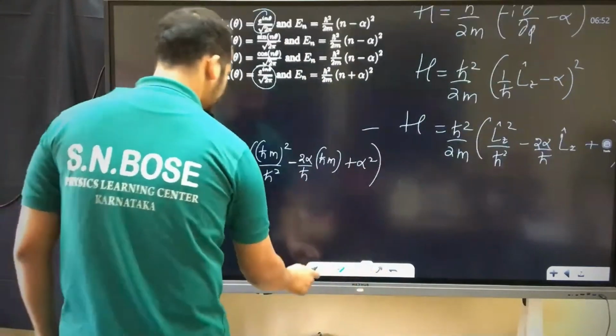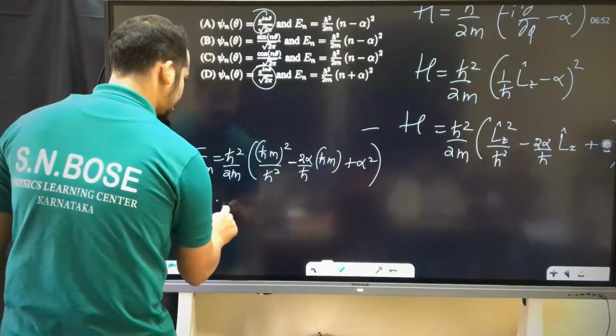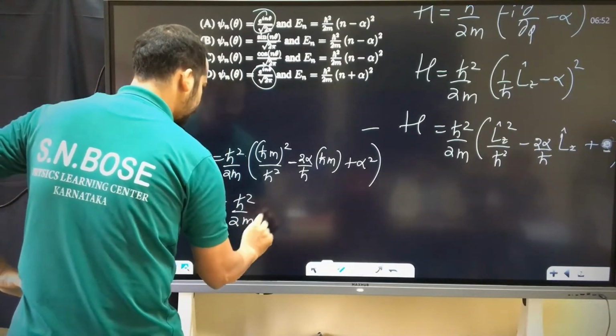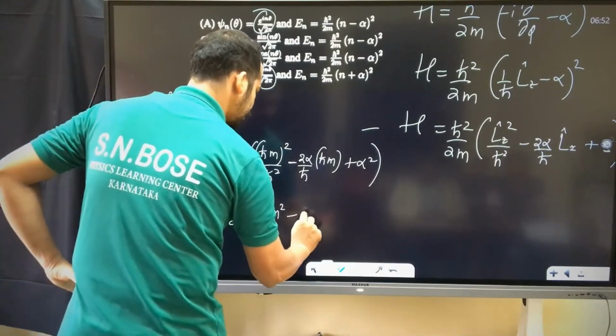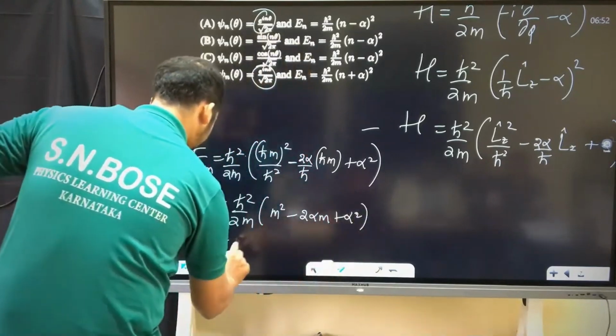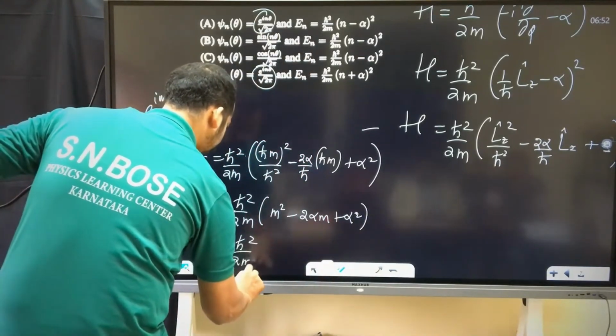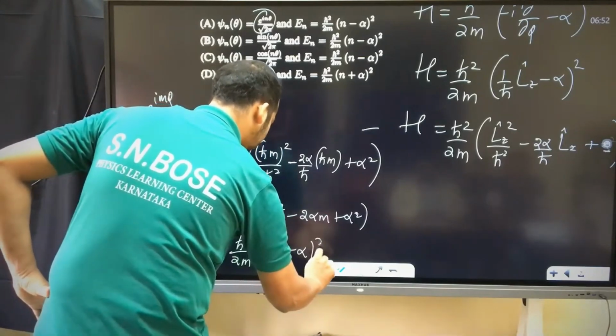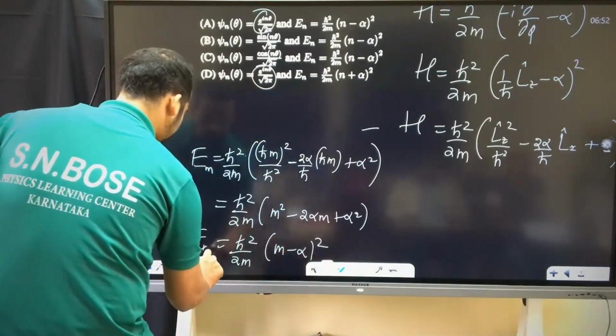So this is nothing but, I think h bar got cancelled everywhere. H bar square by 2m into m square minus 2 alpha m plus alpha square. Isn't it? H bar square by 2m. What is this one? m minus alpha the whole square. So just replace m by n.